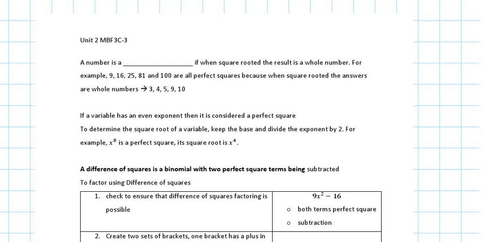Do you guys have the green sheet? Can you look at the back of the green sheet, the one that's typed, not the one that's handwritten?